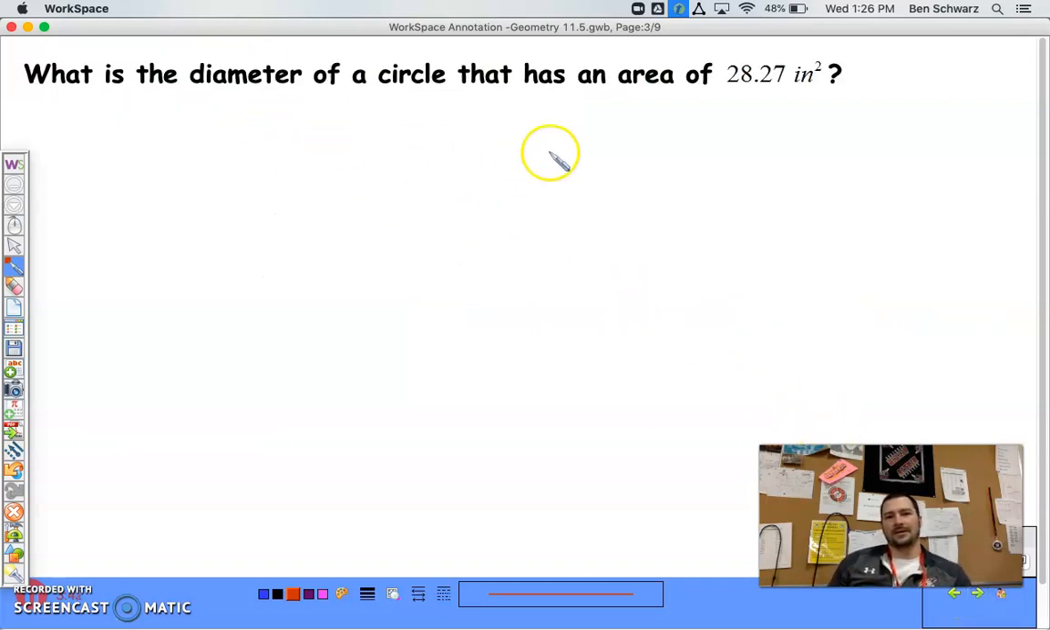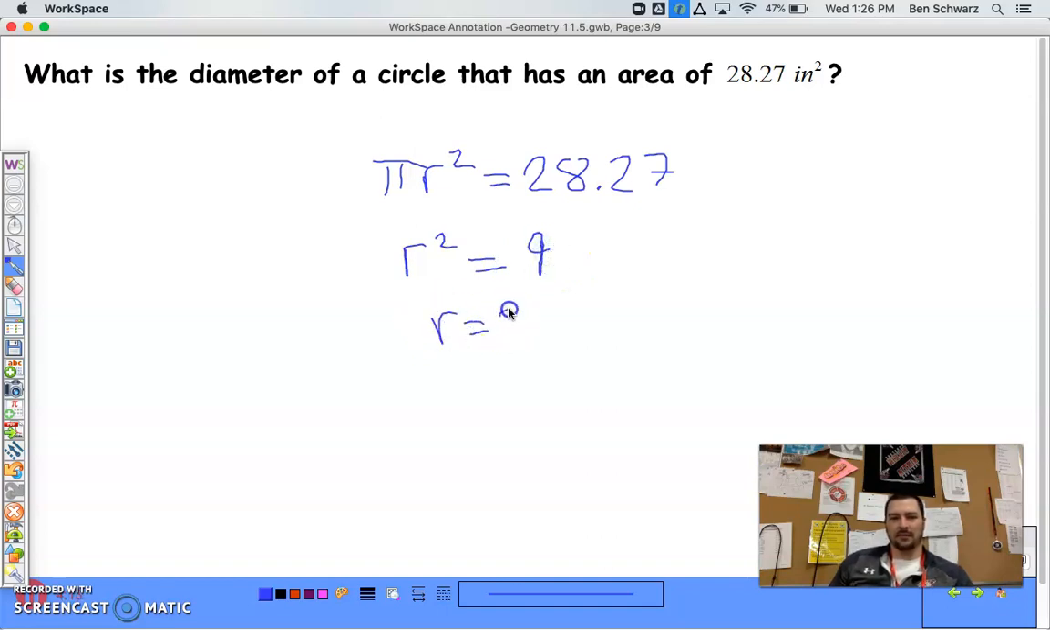All right. What's the diameter of a circle that has an area of 28.27 inches cubed? So area is pi r squared. We know our area is 28.27. Okay, now I know it says find diameter, but if we find the radius, we can find the diameter by multiplying the radius by 2. So first we're going to divide by pi, which would give us r squared equals about 9. And then square root of 9 would give us 3. So our diameter is about 6 inches.